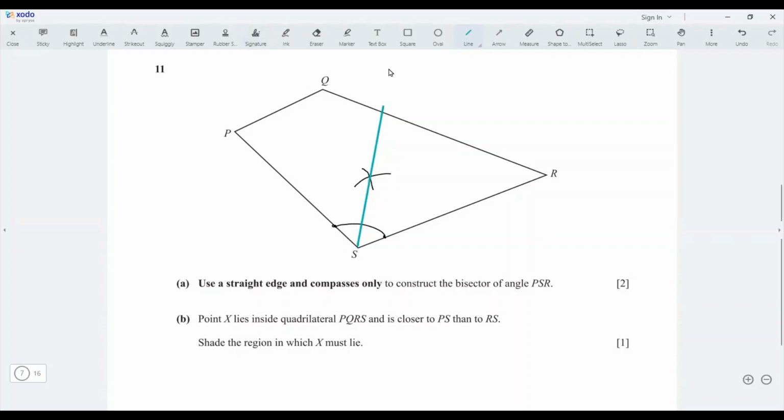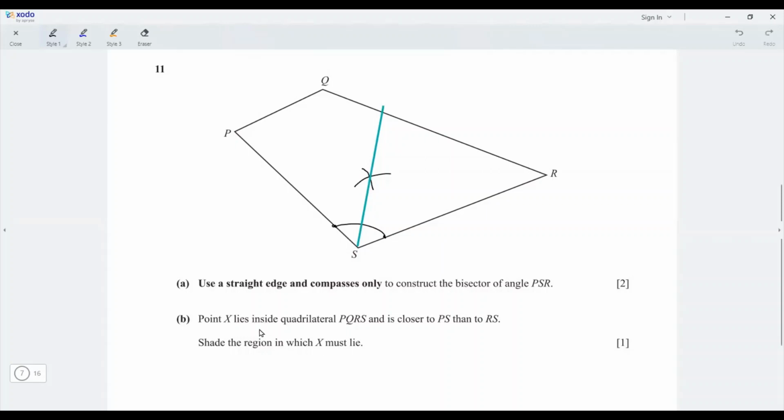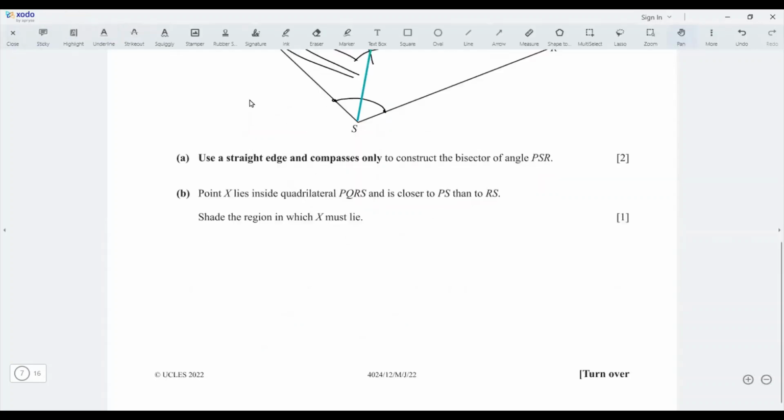So moving quickly to the next part, what's to be done here? They said that point X lies inside quadrilateral PQRS, but it is closer to PS than to RS. The angle bisector line will tell us quite easily which region is closer to PS than SR. So it's obvious this is the region which is closer to line PS than to RS. Moving ahead to the next question, which is question number 12.